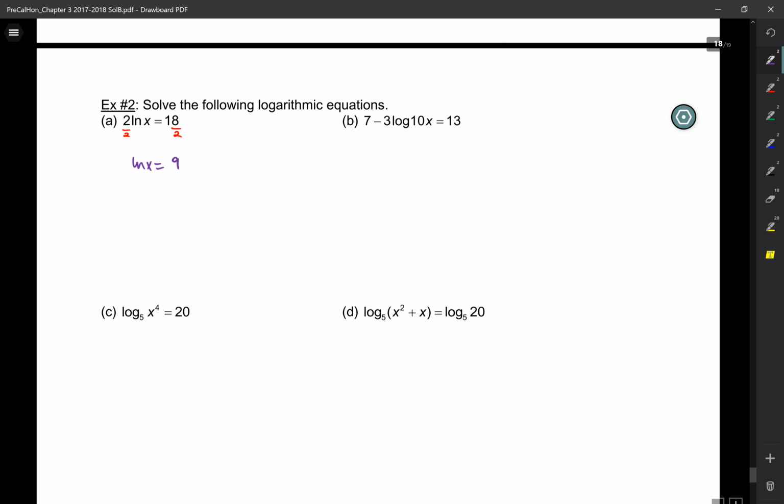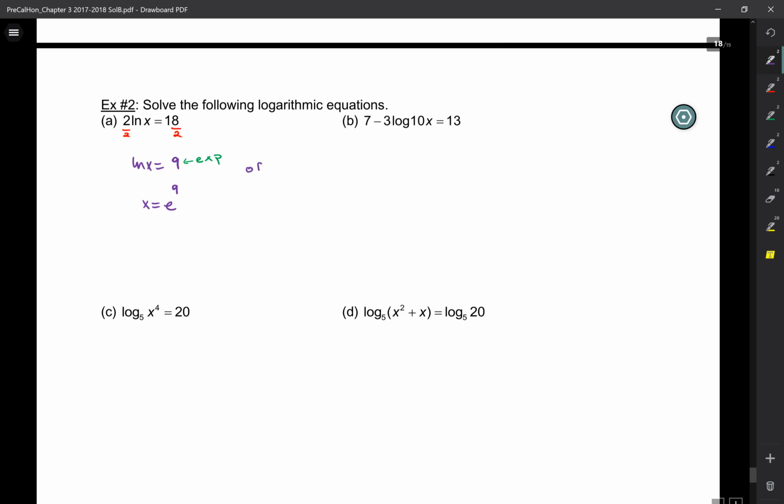Okay, now, logarithm is equal to a what? What's the answer to a logarithm? It's an exponent. So that's telling me that this is an exponent. What's the base here? E. That means I say x is equal to e to the 9.